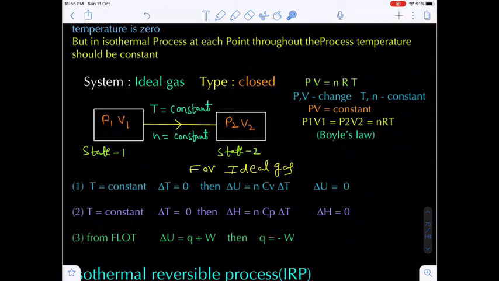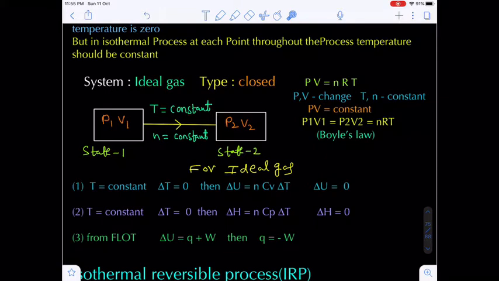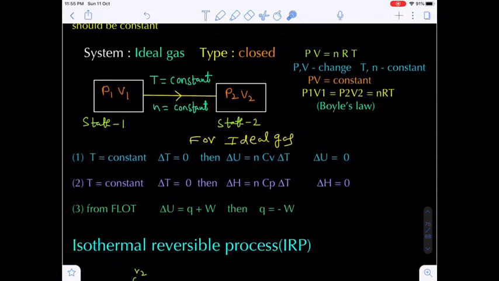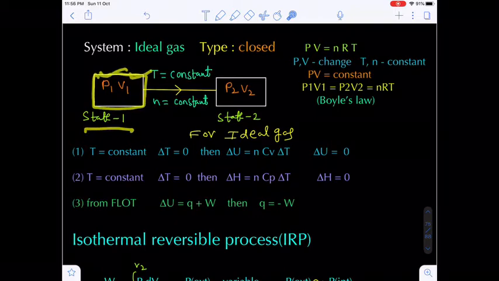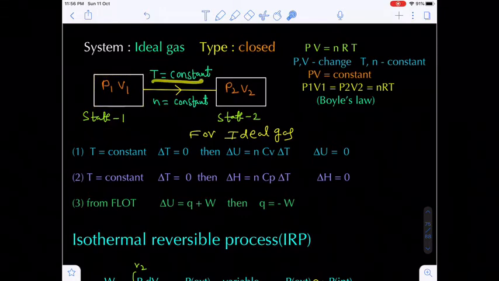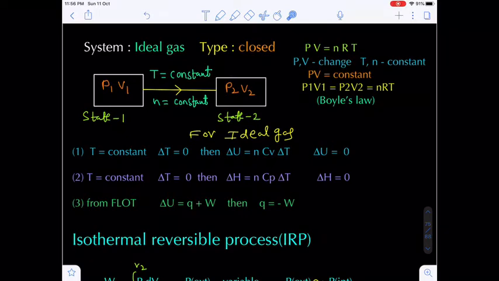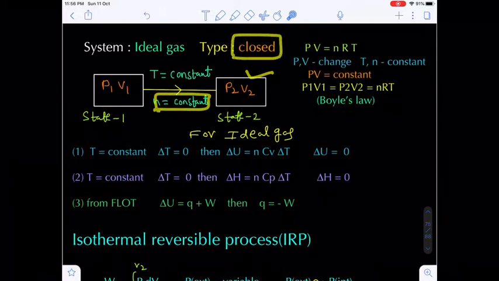What is the statement of Boyle's law? At a constant temperature, for a given mass of gas, pressure and volume are inversely proportional to each other. Now let's suppose I am taking an ideal gas at state 1 where pressure is P1, volume is V1 and temperature is constant T. When I change the pressure from P1 to P2, the volume changes from V1 to V2. Here the number of moles is constant because the container, that is the system, is closed.